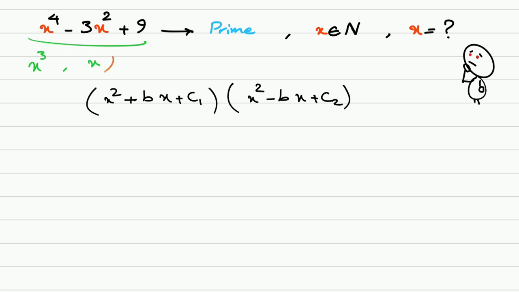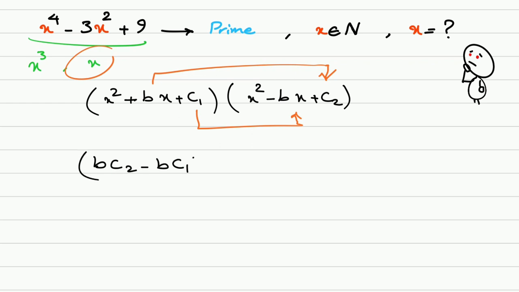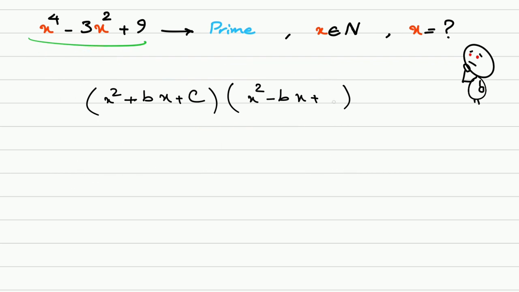Doing the same thing for x, it's either produced by this or by this. So it'll be bc2 minus bc1 times x. So if c1 equals c2, this will be equal to 0, and we will get rid of x. So we have c on both sides.